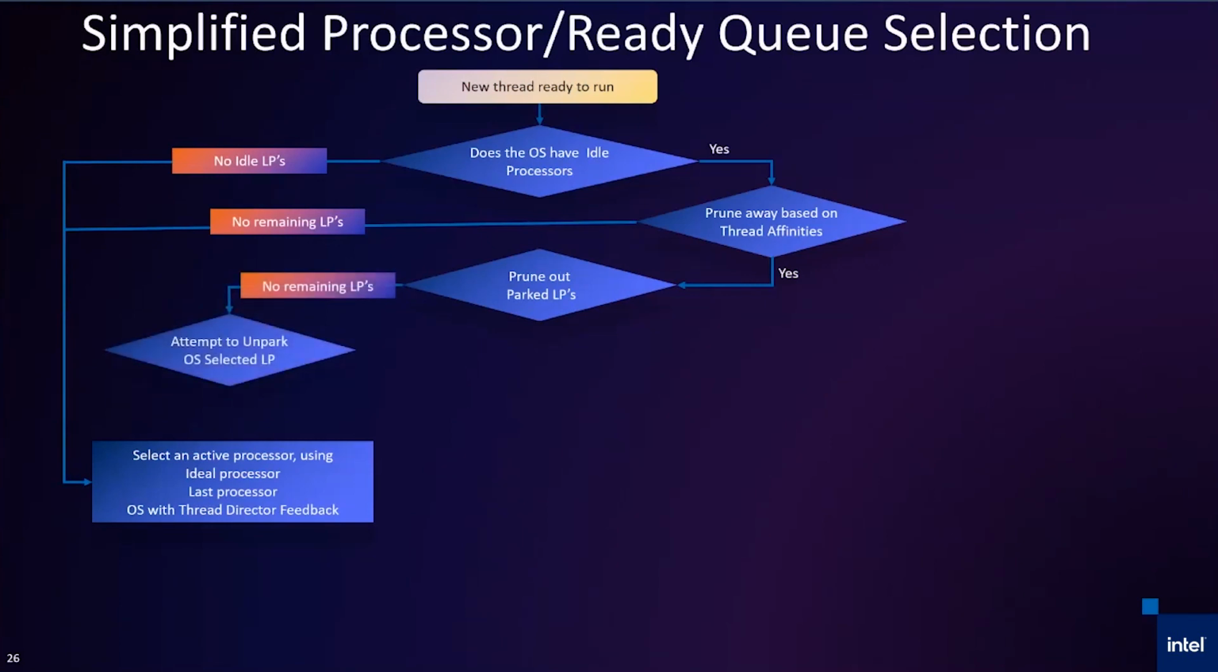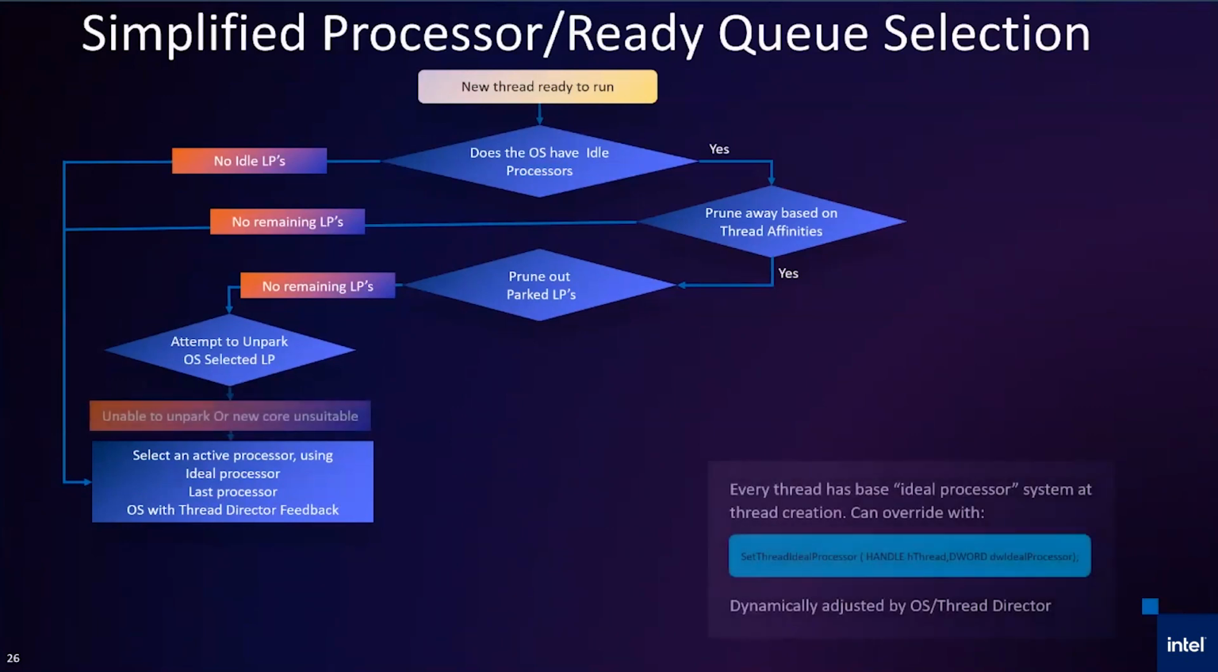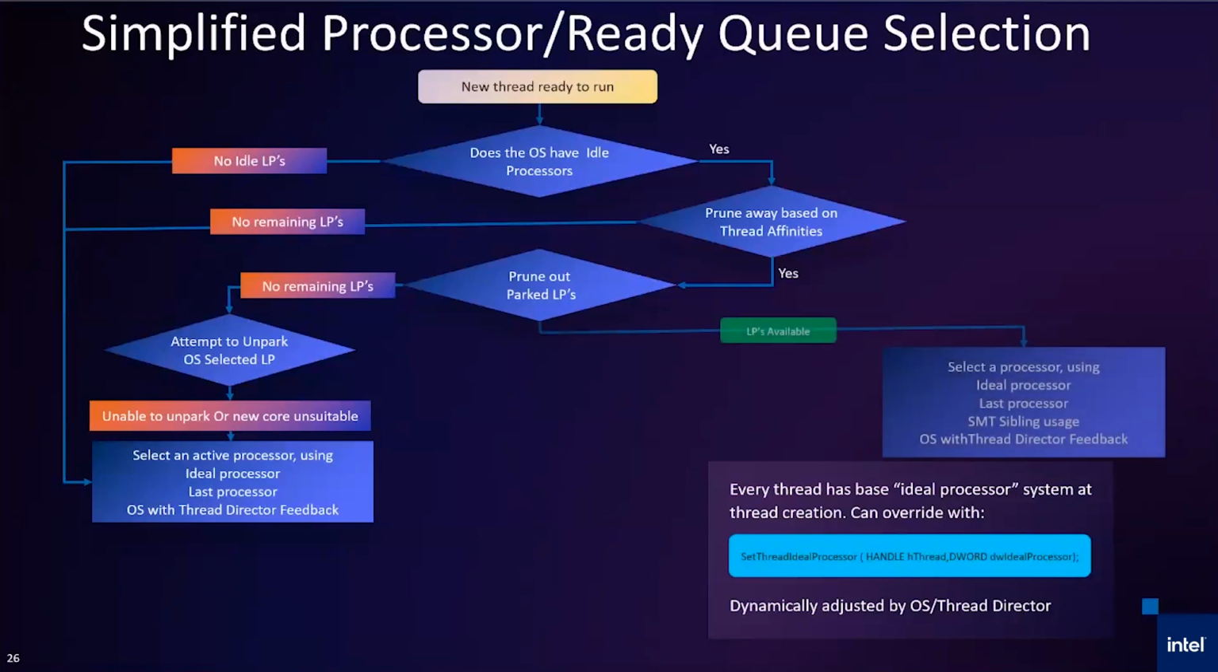Because of that, the OS will then attempt to unpark a core, but this isn't guaranteed to happen. As mentioned earlier, the OS will look at the headroom needed to unpark that core, and there is the potential that the ideal core the OS wants to unpark may not be usable by this particular thread, in which case we're still back to scenario 1. Now, you can alter things slightly with SetThreadIdealProcessor. This will change one of the criteria the OS uses to decide which core to unpark.